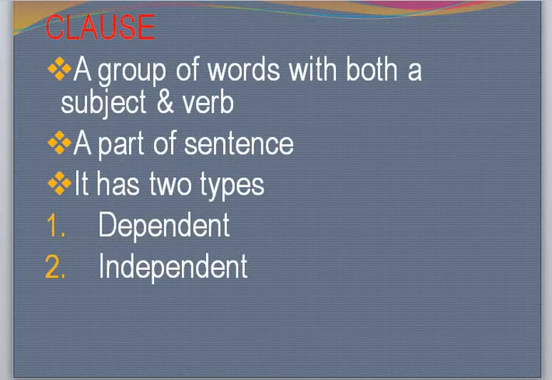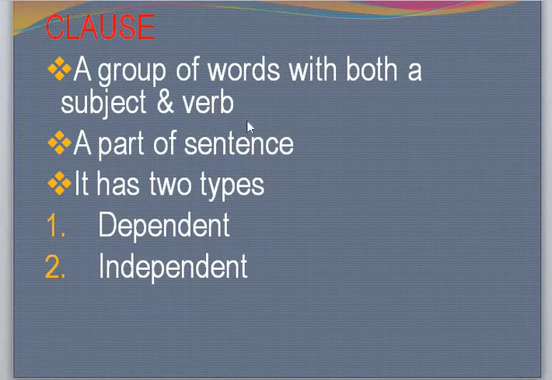Well, after phrase, let me tell you about the clause. It's a higher level in the construction of sentences. Well, a clause is a group of words with both a subject and a verb. This is the definition of clause. It's a part of a sentence. It has two types, dependent clause and independent clause.